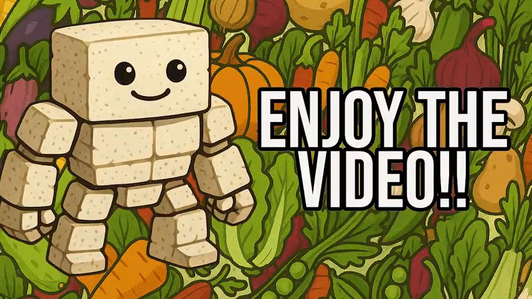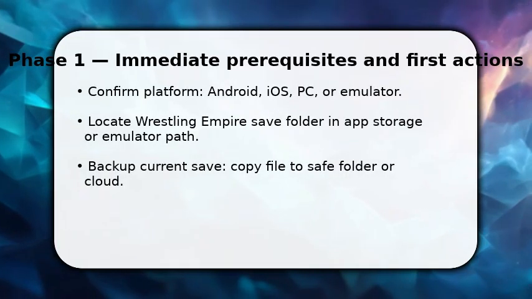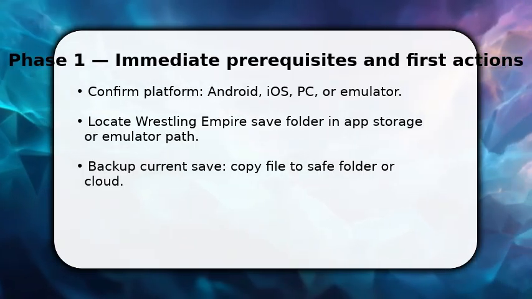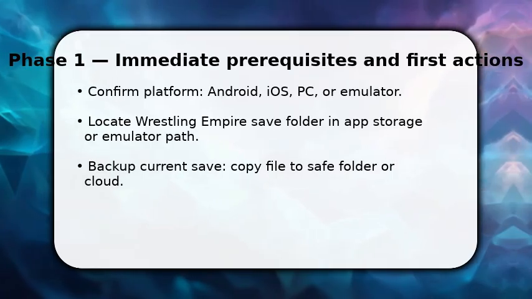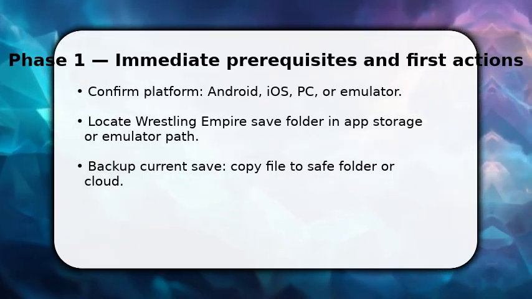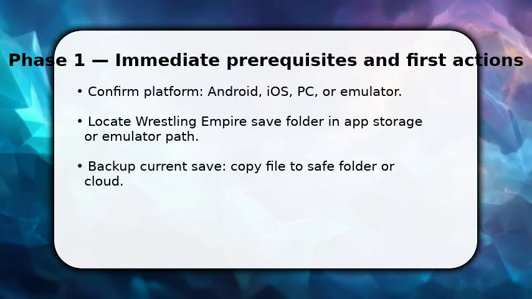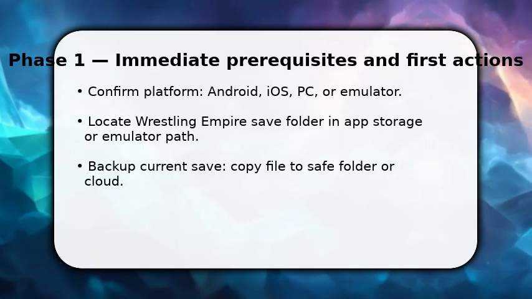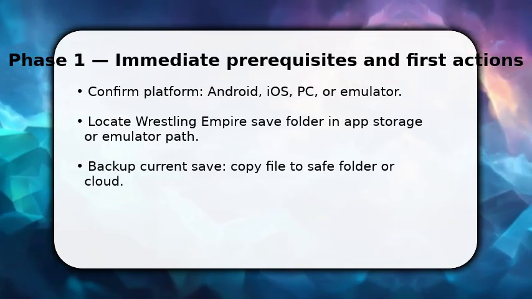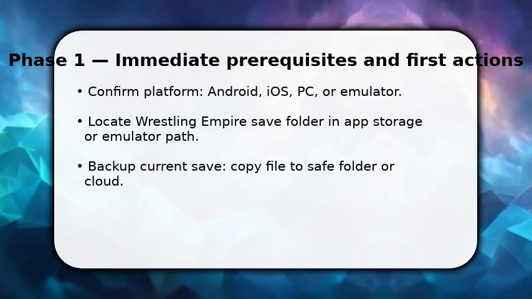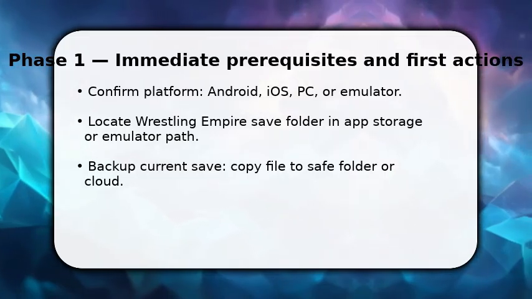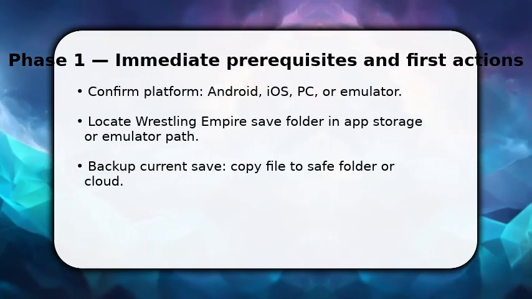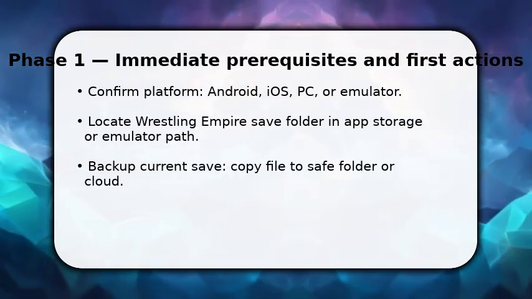Please enjoy the video. You start by confirming the platform and getting access to the game files. This matters because file paths differ. Once you know Android, iOS, PC, or emulator, open a file manager or emulator tool and navigate to the Wrestling Empire save directory. Make a backup copy immediately. This prevents data loss. If you have a cloud option, upload the copy. Doing this first avoids irreversible mistakes when you overwrite or import new save data.